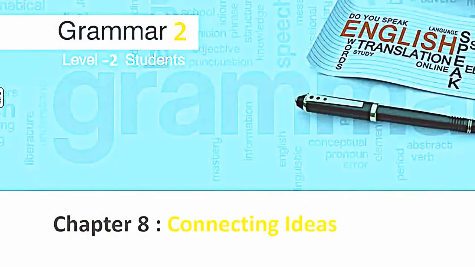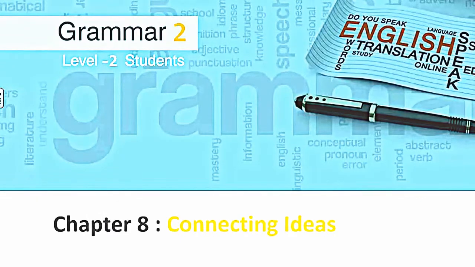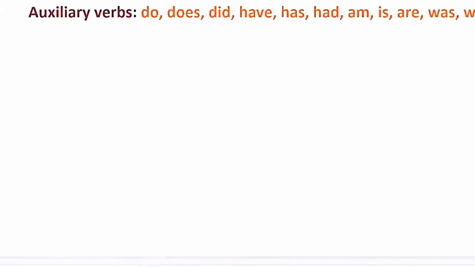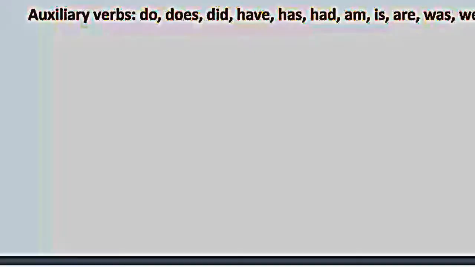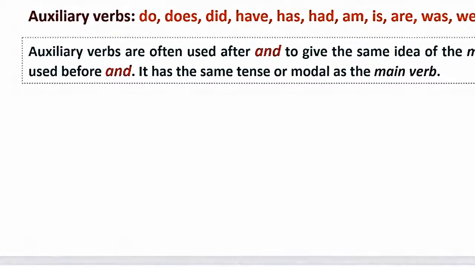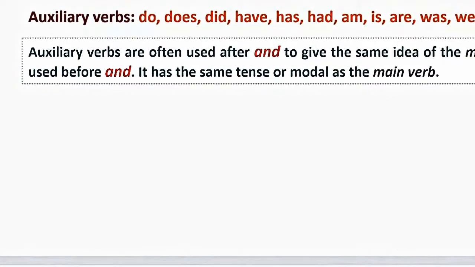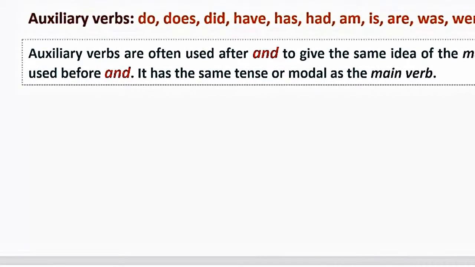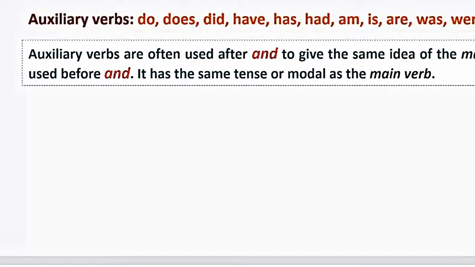Grammar 2 for Level 2 students. Chapter 8, Connecting Ideas. Using auxiliary verbs after and. These are auxiliary verbs and these are used in present simple, present continuous, present perfect, past simple, past perfect, and so on. Auxiliary verbs are often used after and to give the same idea of the main verb used before and. It has the same tense or modal as the main verb.